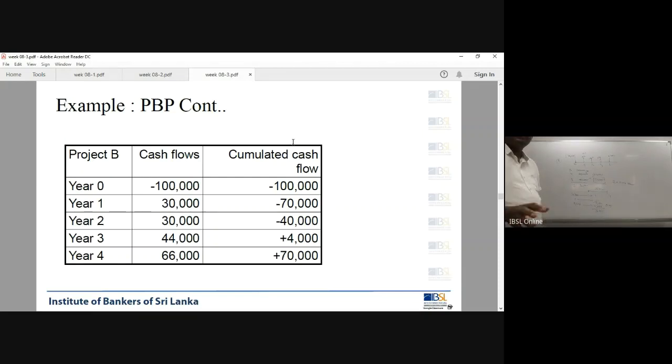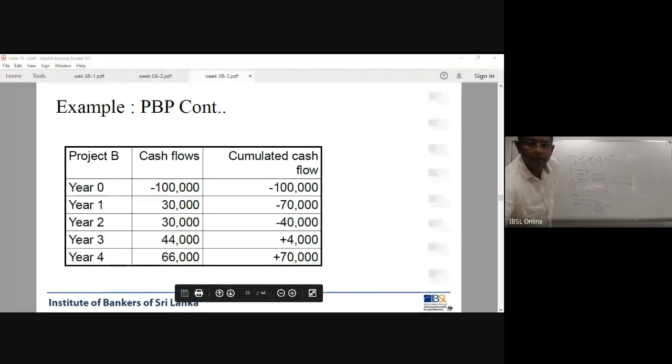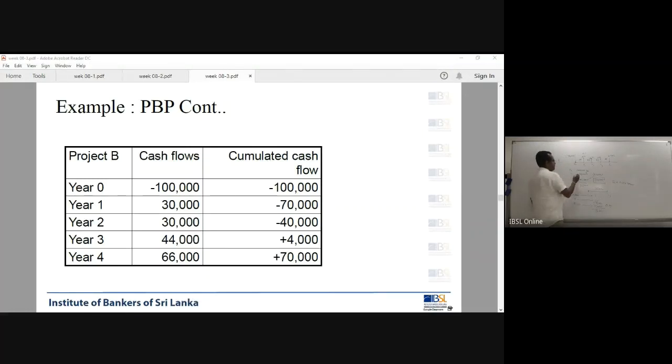Similarly, if you consider project B, you have 100,000, 30 here, 30 here, 44 here, and 66 here. So again, you work out the same thing. Instead of 45, you have 30. So it is 70 here.